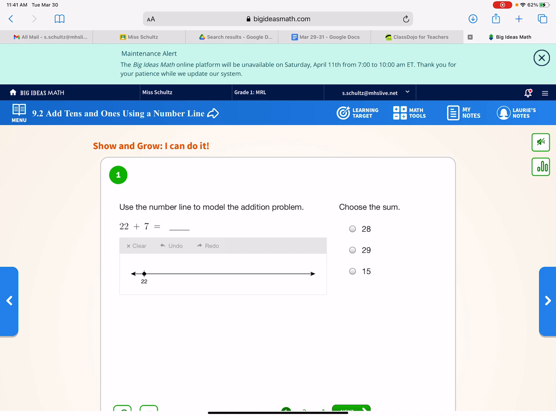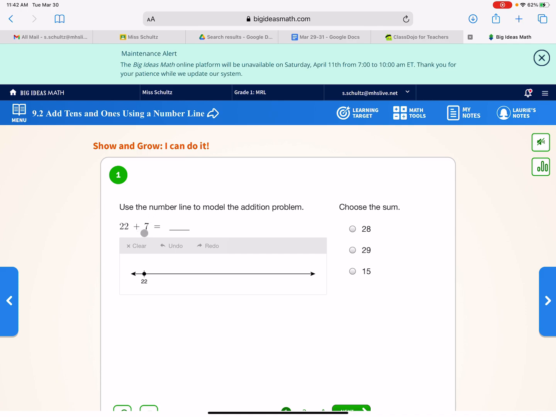Today we're going to be talking about 9.2 in Big Ideas Math. In this section we are going to be learning how to use the number line with addition of two-digit numbers. For our first example, we have 22 plus 7. Now you're thinking, Miss Schultz, 7 is just a one-digit number, and you are correct. But we are going to solve how we would solve this on the number line.